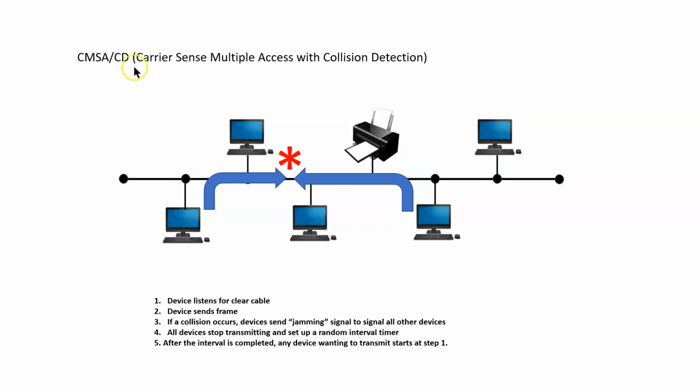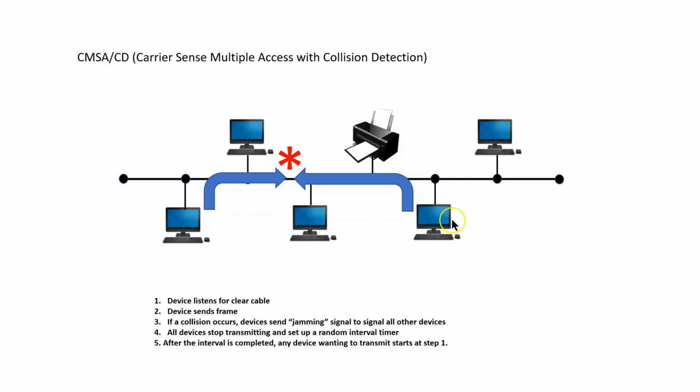So CSMA-CD calls out the following set of steps. First of all, if this guy, PC1 over here, wants to send a message, it's going to just listen for a clear cable. Is there any traffic on the cable? If there is no traffic on the cable, it will begin to send the frame. So the device sends the frame.